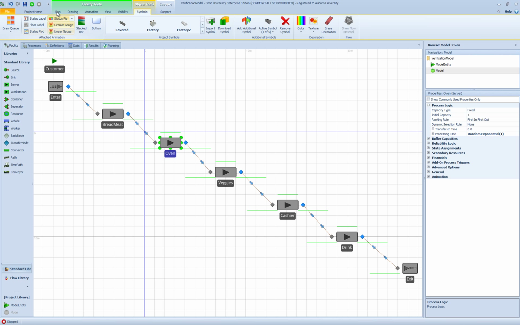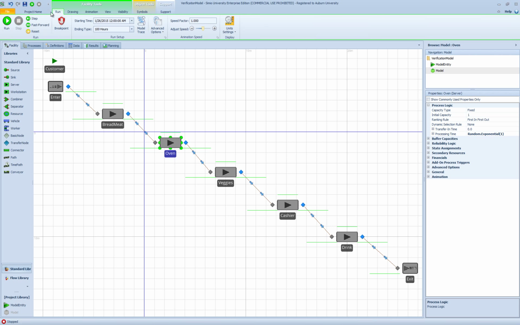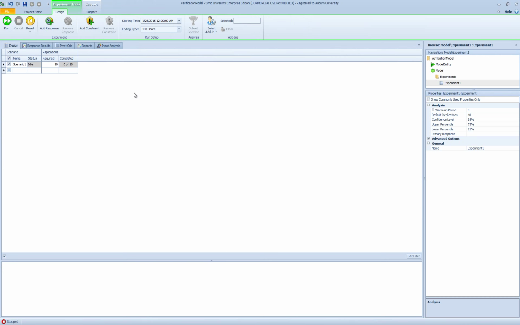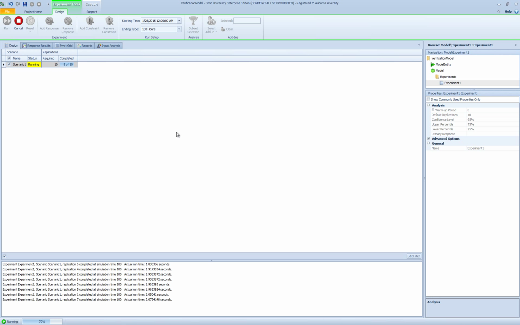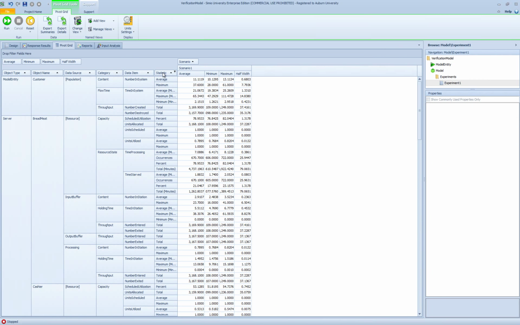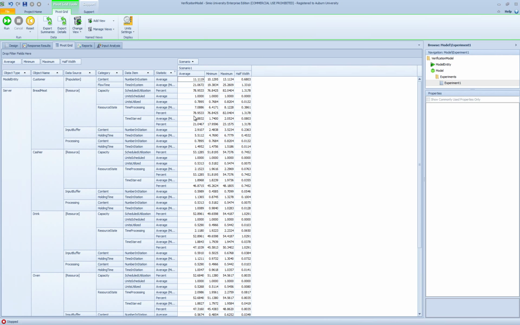So now, in order to replicate our model, I'm going to project home and create a new experiment. And I'm simply going to run my model for 10 replications and look at the results. So now the run is complete. I can go to my pivot grid and compare my values. Let me filter out the values that I don't need real quick. I need the average in minutes, and percent values.